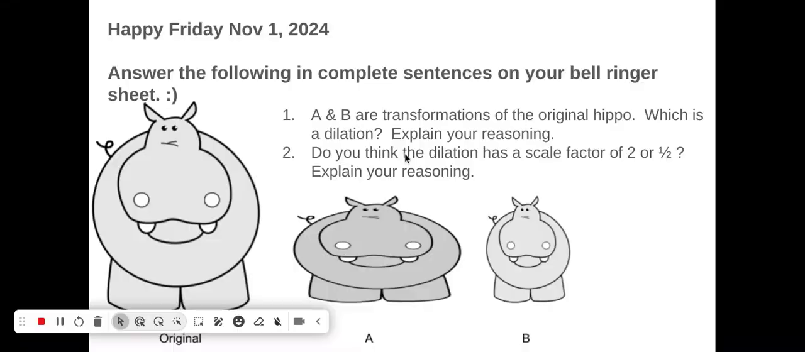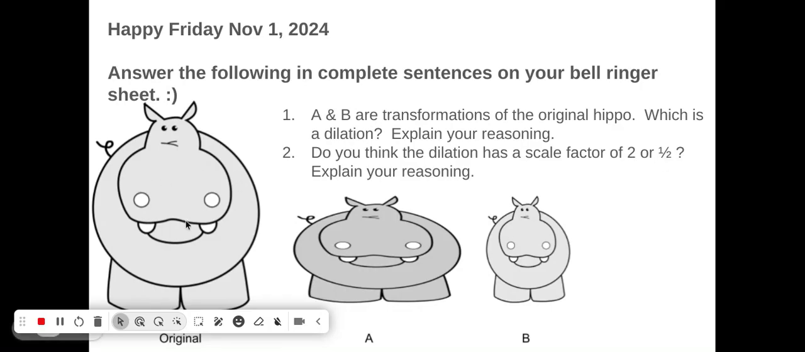Hello. Okay. Answer the following in complete sentences on your bell ringer sheet. If A and B hippos are transformations of the original hippo, which one is a dilation? Explain what you think. Only one of them is a dilation. Do you think that the dilation has a scale factor more likely to be 2 or a half?